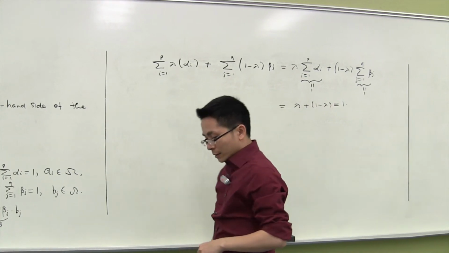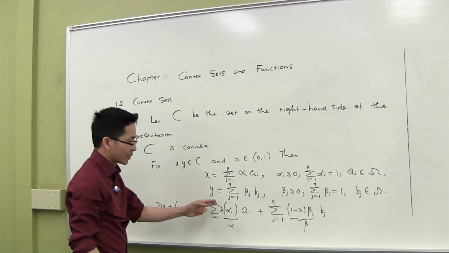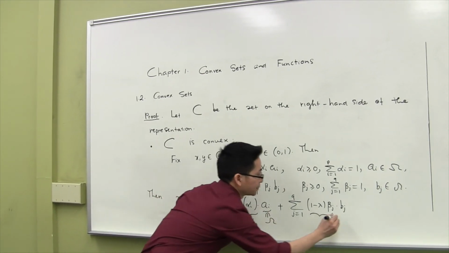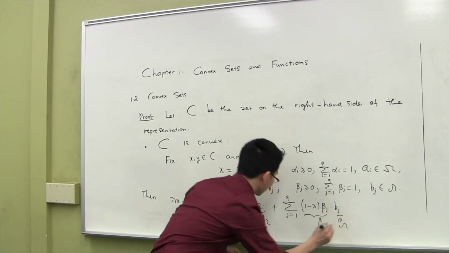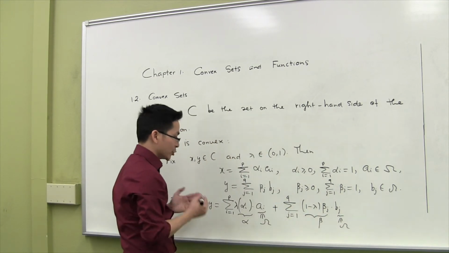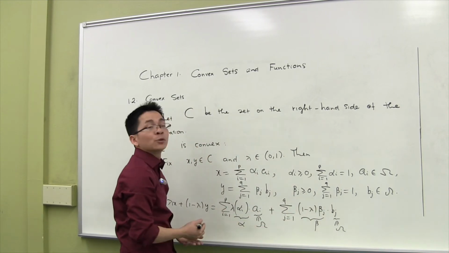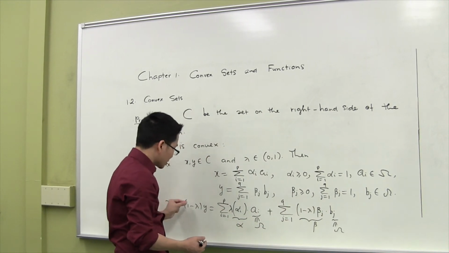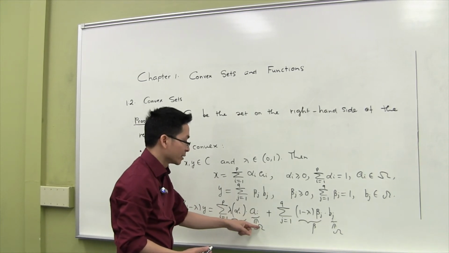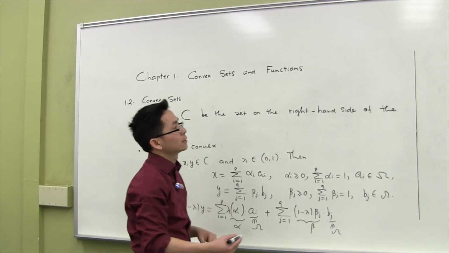Okay? Now, in this representation of lambda x plus (1 minus lambda) y, we see that each element here is in omega. That is, each a_i is in omega, and each b_j is in omega. And the sum of all coefficients is equal to 1. Okay? So lambda x plus (1 minus lambda) y, by the definition, is a convex combination of elements of omega. Therefore, it belongs to C.